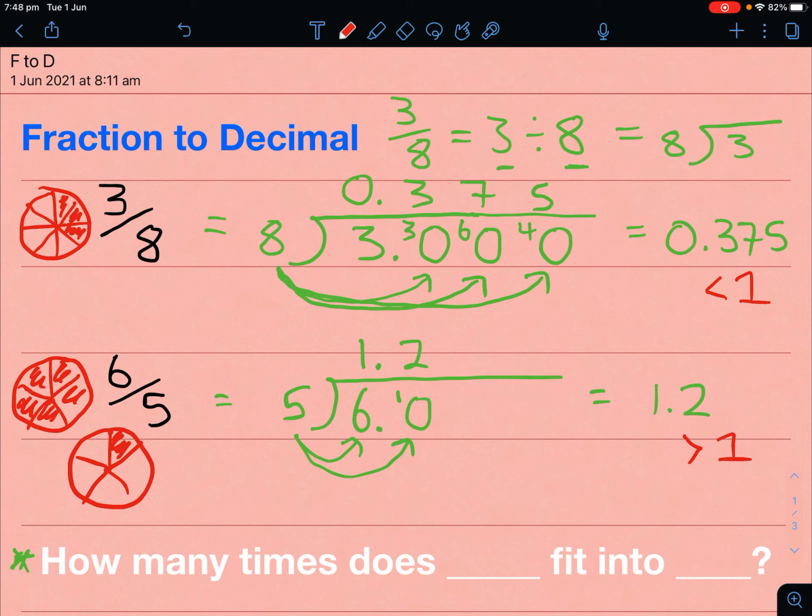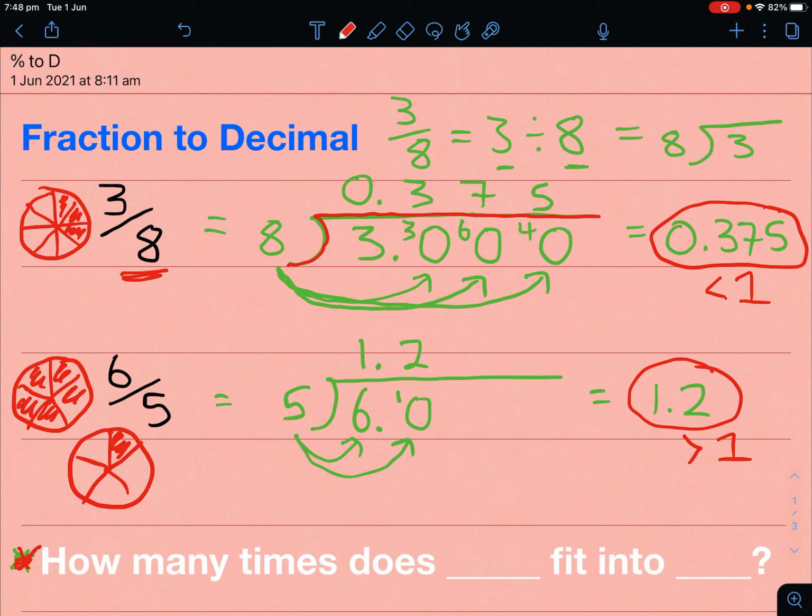So that makes sense. If we've got 6/5, we must have more than 1 whole pizza. If we've only got 3/8, we must have less than one whole pizza. So the answer would be less than 1. So thinking about the type of fraction it is can help you to check at the end whether you've got the right answer. But turning a fraction into a decimal involves using that template and asking that question, how many times does the outside number fit into the inside number?